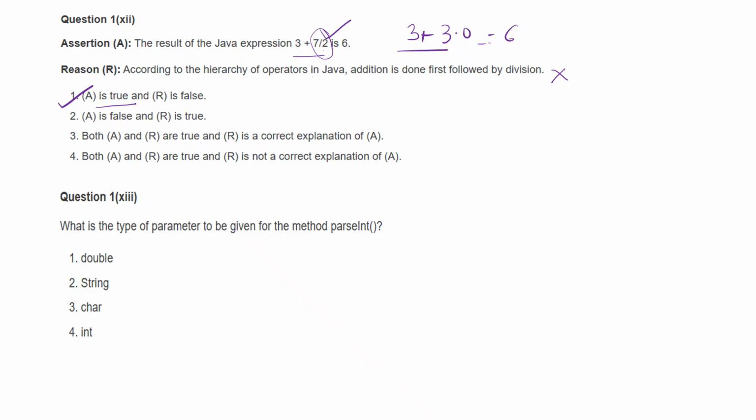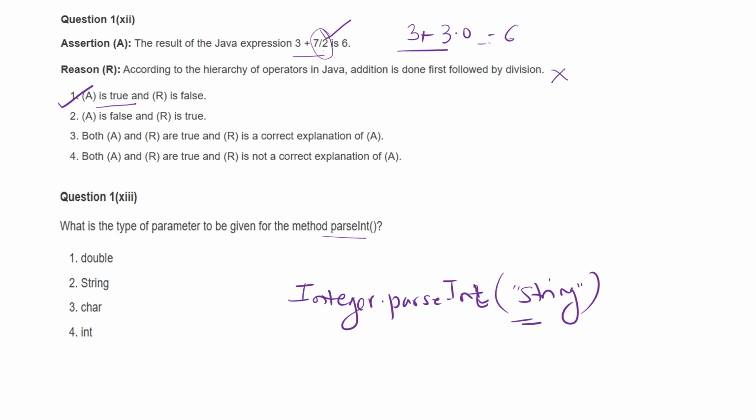Now question number 13. What is the type of parameter to be given to the method parseInt? ParseInt, parseDouble, those are integer methods. Integer dot parseInt, all these convert string into integer. If it is integer dot parseInt, it is an integer. If it is double dot parseDouble, then it is a double. But all these expect string as an argument. So what should be the type of parameter? String.